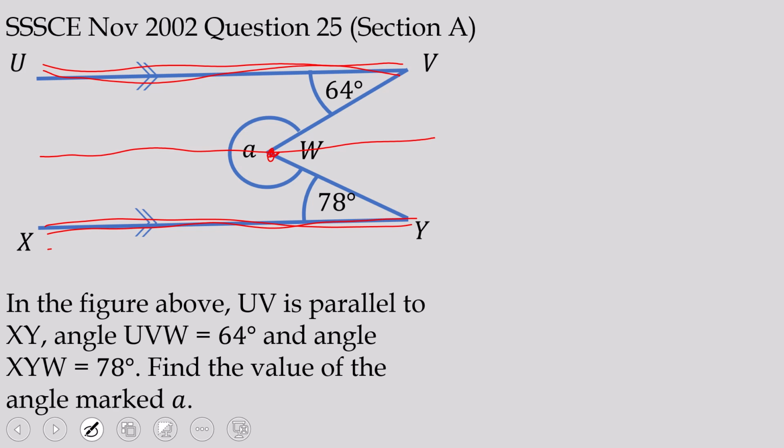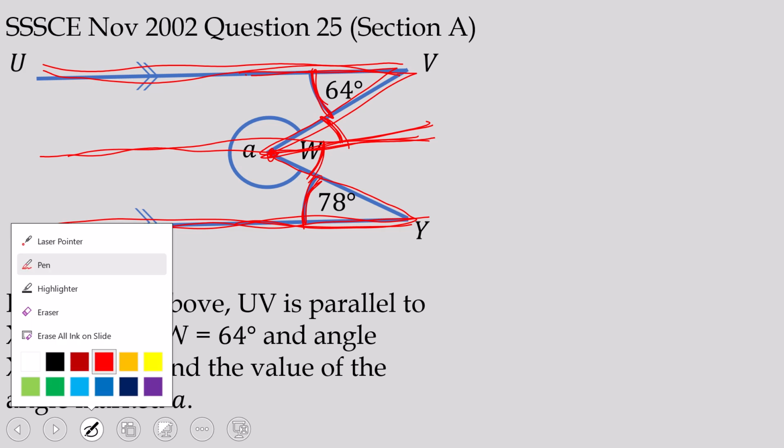So now, since I have this line being parallel as this, then you realize that I can get a Z shape. So I have a Z shape like this. So meaning if this angle is 78, then this should also be 78. Then we can also get a Z shape from the above. So like this too. So take a look at the Z shape. So meaning if this is 64, then this part should also be 64.